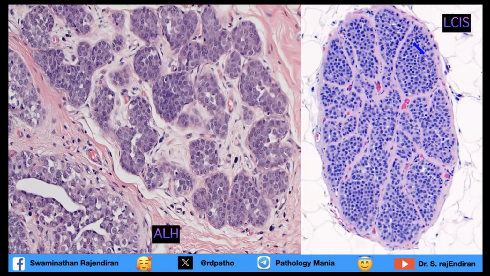Whereas here you can see the whole lobule is involved. More than 50% or almost like 99%. Probably this lobule is not involved. Part of this acini is not involved. So this is LCIS. So less than 50% is ALH and more than 50% is classic LCIS. And you see the stroma. So that is very, very important. In case of florid LCIS, the stroma will be lost.